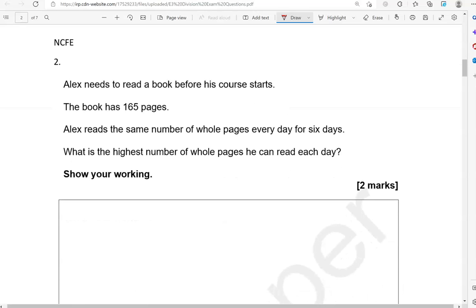Alex needs to read the book before his course starts. The book has 165 pages. Alex reads the same number of whole pages every day for 6 days. What is the highest number of whole pages he can read each day? Show your work in. So the total number of pages that he needs to read is 165. If we divide that by 6, it's going to give us how many pages per day. So 165 divided by 6.